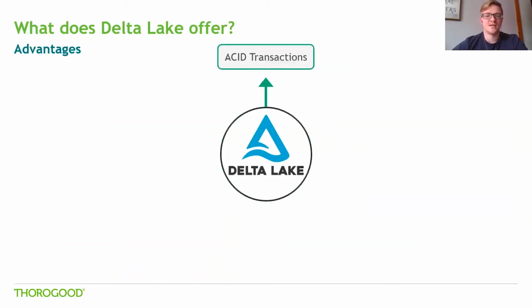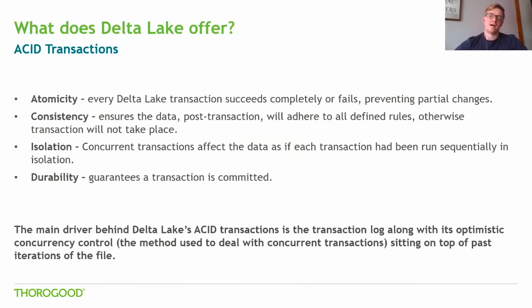First up is ACID transactions. So ACID is an acronym for atomicity, consistency, isolation, and durability. Delta Lake transactions meet all 4 of these criteria. First of all, atomicity. Every Delta Lake transaction succeeds completely or fails, which prevents partial changes. This means you won't get caught out if a transaction fails partway through and only some of the transaction steps have been applied. You will easily be able to tell if the transaction was completed because it's essentially all or nothing. Consistency ensures the data post-transaction will adhere to all defined rules, otherwise the transaction will not take place.